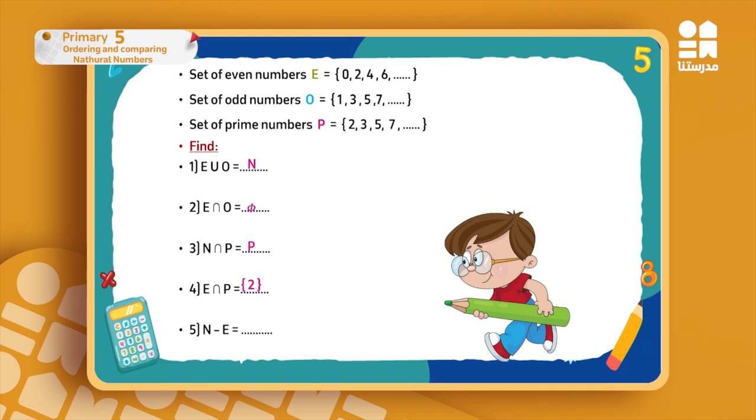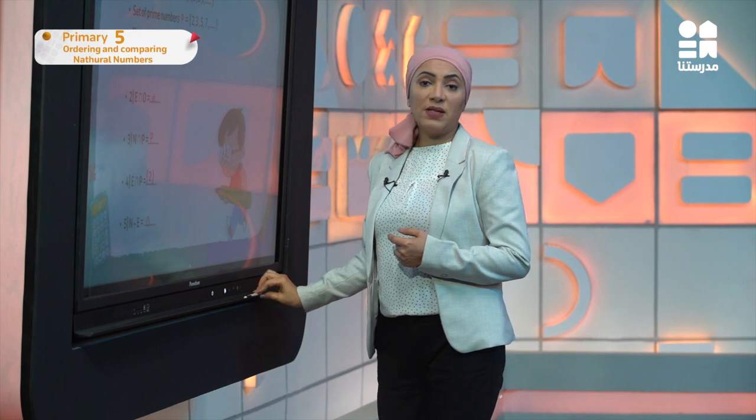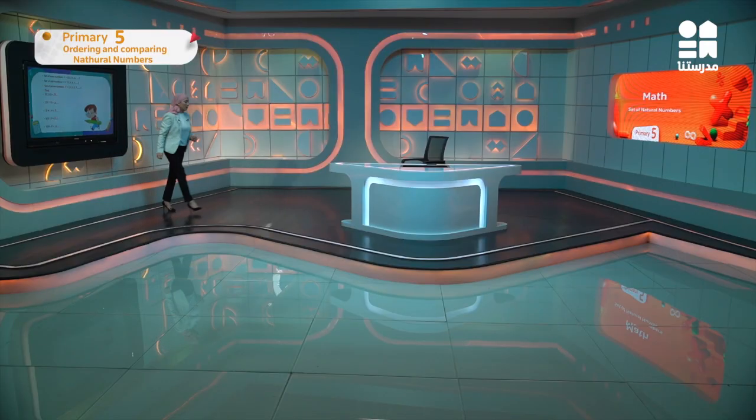Now, the last question, N difference the set of even numbers in what? It's N difference the even numbers, which gives the set of odd numbers. Okay, now let's go back and finish our work.